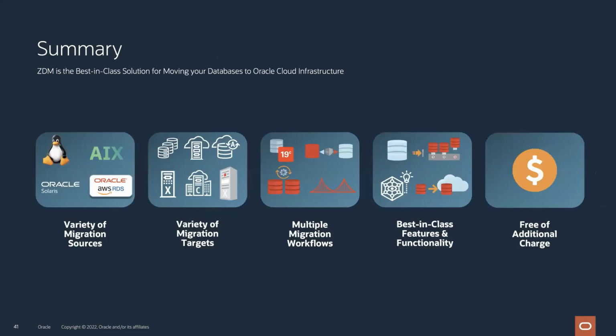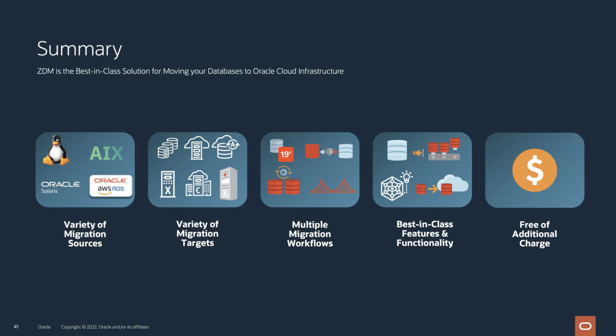So, in summary, ZDM allows for many sources: Linux, AIX, Solaris, third-party clouds; different targets in the cloud: database cloud service, Exadata cloud service, autonomous database, Cloud at Customer, Exadata on premises; different workflows like physical and logical, as I just showed you, using Recovery Manager, Data Guard, Data Pump, Golden Gate, and Golden Gate for free; with different features and functionality, non-CDB to CDB conversion, upgrade in flight, and full automation for you, and no cost. Free for you, which is great.